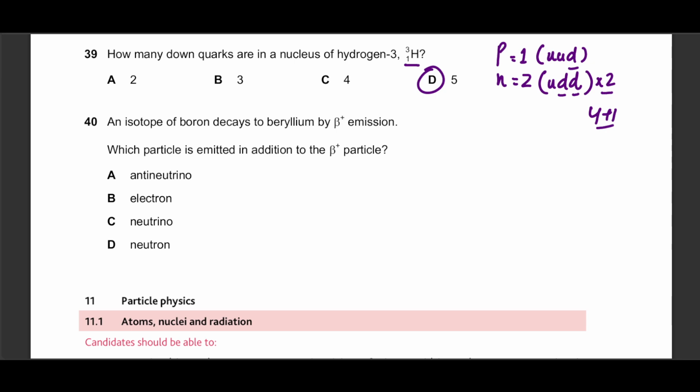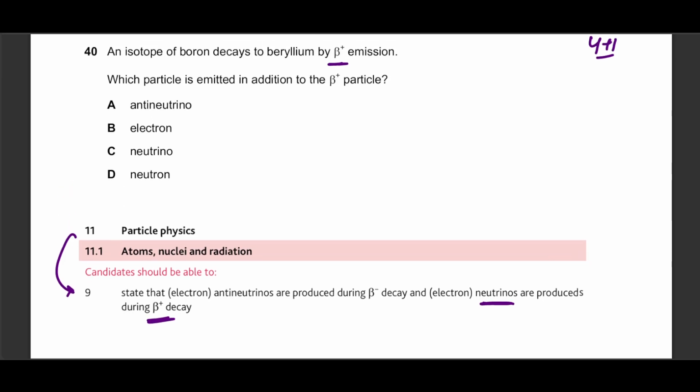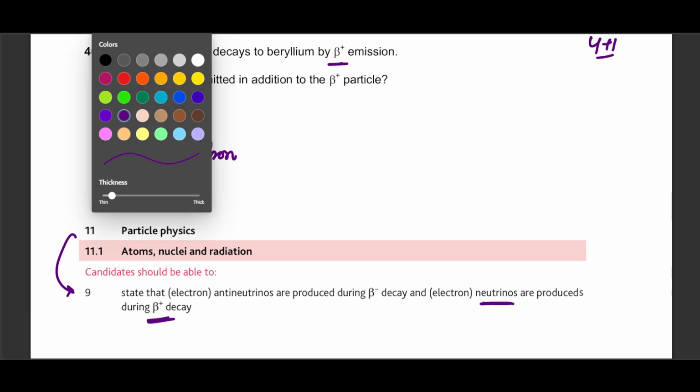Question number 40. Isotope of boron decays by beta positive emission. Again, if you go to the syllabus 11.1, point number 9, an electron neutrino is a product of beta positive decay. So it should be an electron neutrino. Full word in marking schemes would be an electron neutrino or electron antineutrino, but you can simply write down neutrino as well. They are accepted as the correct answers.